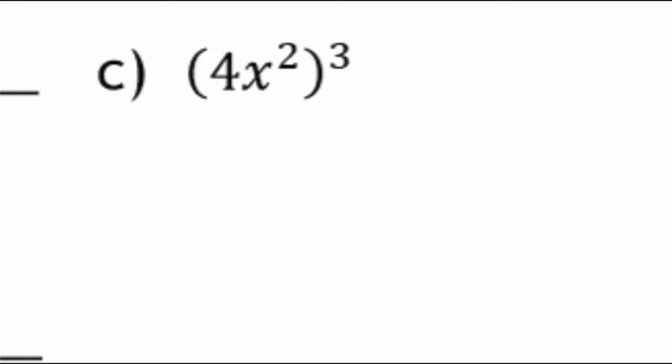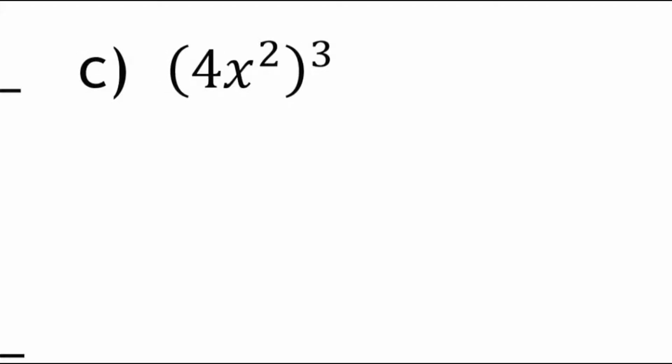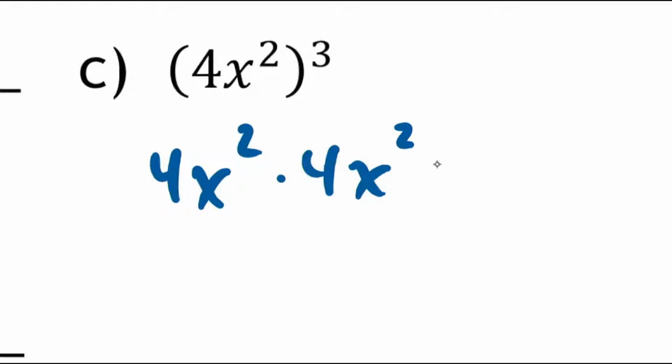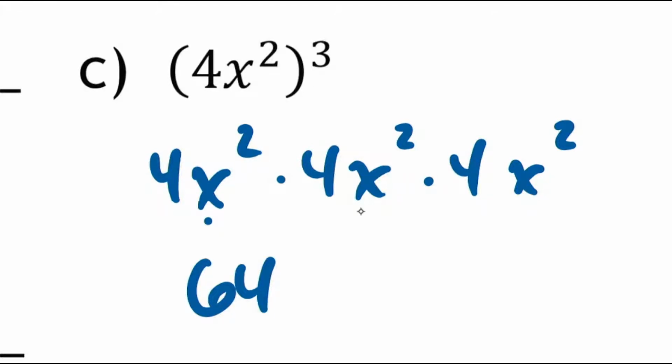Part C, I have 3 factors of 4x squared. If I want, I could expand this, right? I can write 4x squared times another 4x squared times another 4x squared. 4 times 4 is 16. And 16 times 4, it's 64, isn't it? Yeah, I'm off screen grabbing a calculator, and I'm not ashamed to say 16 times 4. Yeah, it is 64. So I have 64, and then how many factors of x? Well, there's 1, 2, 3, 4, 5, 6, x to the 6th power.